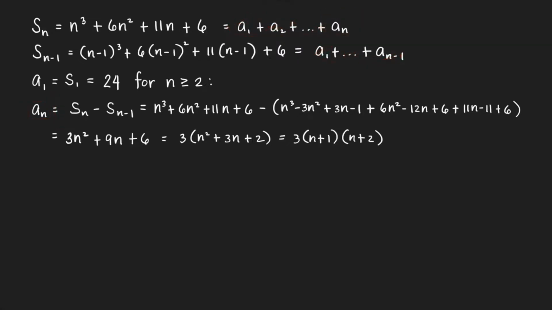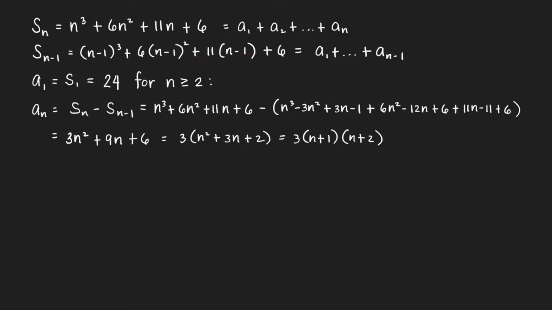So this is just the difference of these two expressions: S sub n minus this one. This is very easy to expand. The expansion of this is n cubed minus 3n squared plus 3n minus 1. Then the expansion of this is n squared minus 2n plus 1, and multiplied by 6, you'll get 6n squared minus 12n plus 6. And then of course this one here, which is 11n minus 11, and then plus 6.